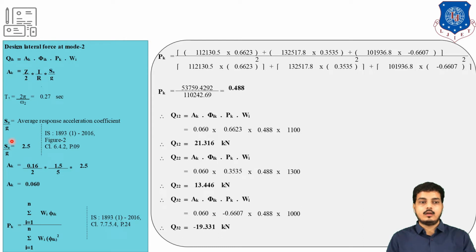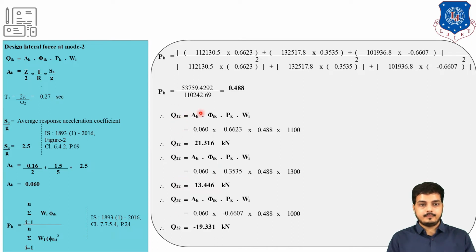For this I have to find Sa by g. If Sa by g changes, the Ak value will change, and the Pk value will also change because of the changes in phi. So these are all the phi mode shape number 2 values: 0.66, 0.35, minus 0.6607. This sum is kind of easy but just a lengthy process. So these are my mode shapes, design lateral force for mode 2.